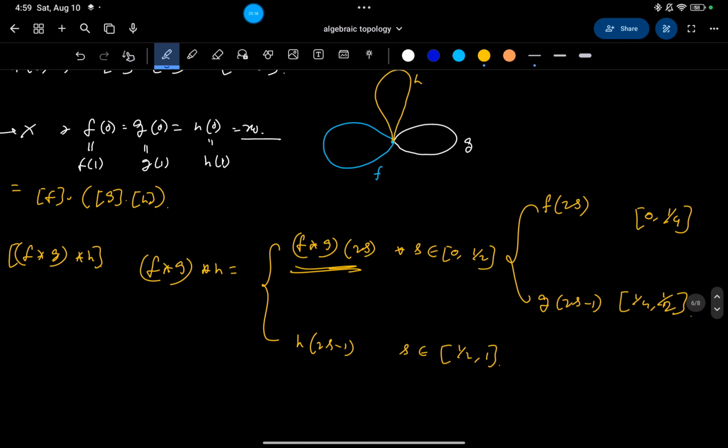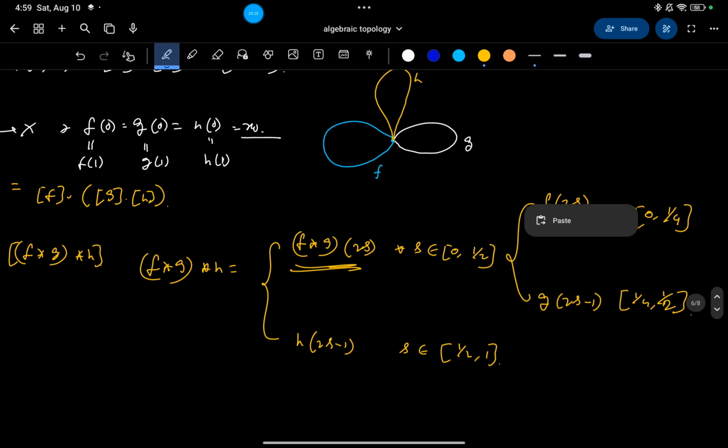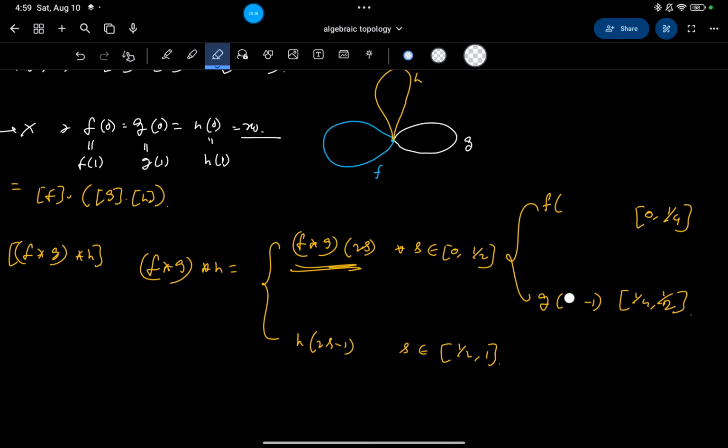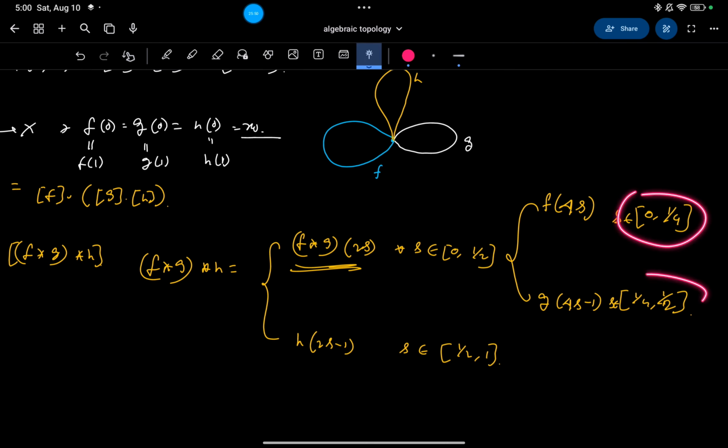Not 2s, it is 2 times 2s, so it is 4s. It is 4s, and 4s minus 1. So that means I have basically broken 0 to 1 into 3 segments. One is 0 to 1 by 4, next is 1 by 4 to half, then half to 1.